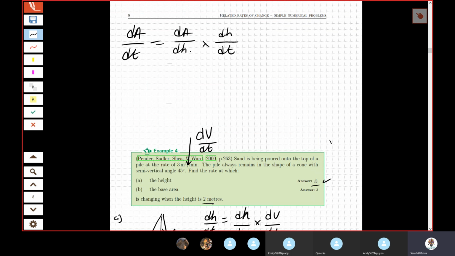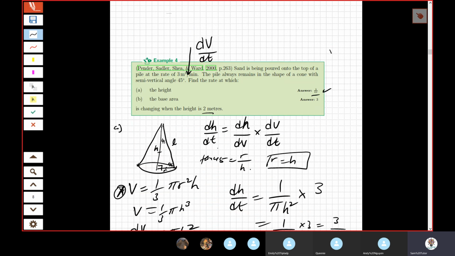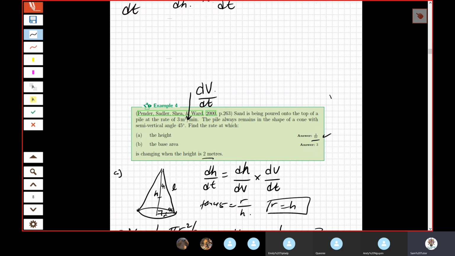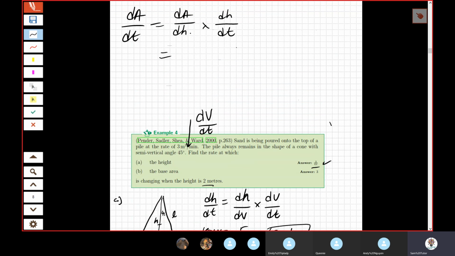So I wouldn't use dA on dV. The reason why I wouldn't use that is because I don't have a relationship between area and volume. So there's no point of doing that. You've already found dH, you might as well use dH. So dH on dt is just 3 on 4 pi.